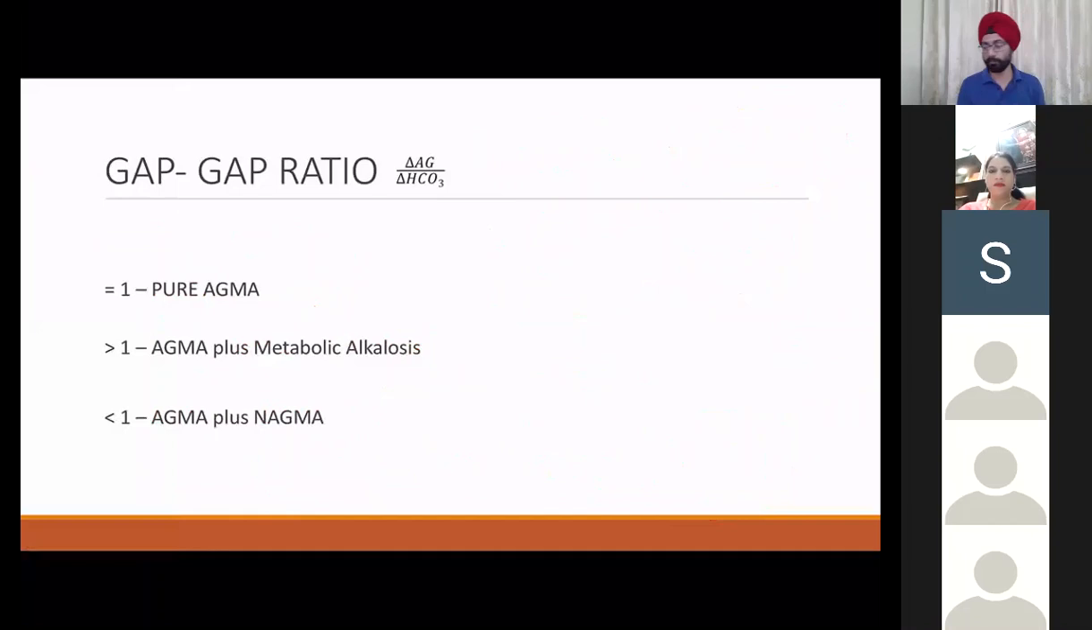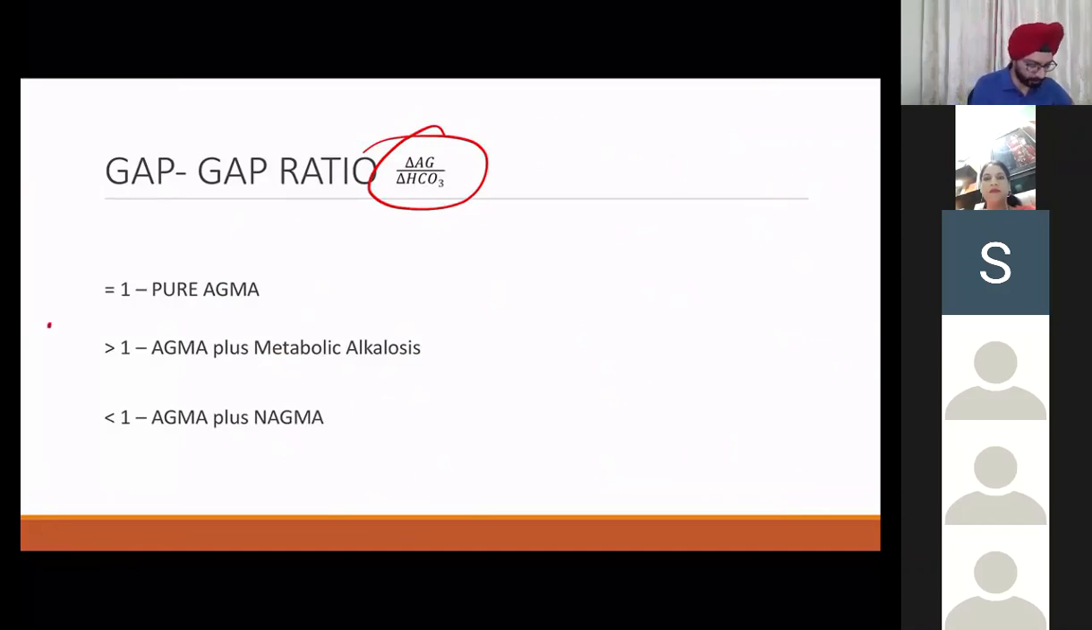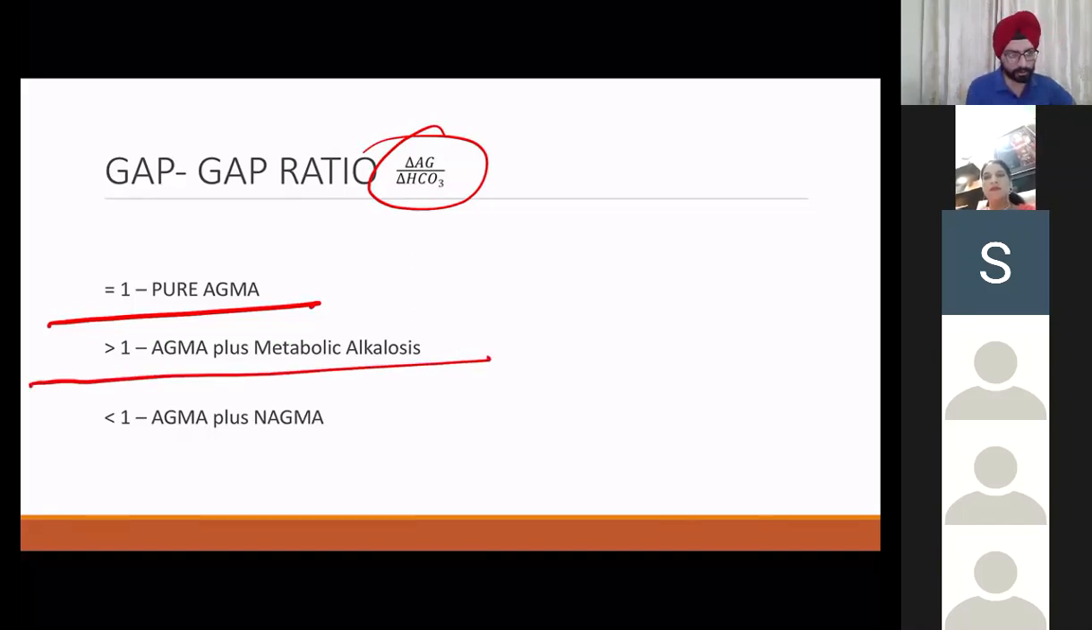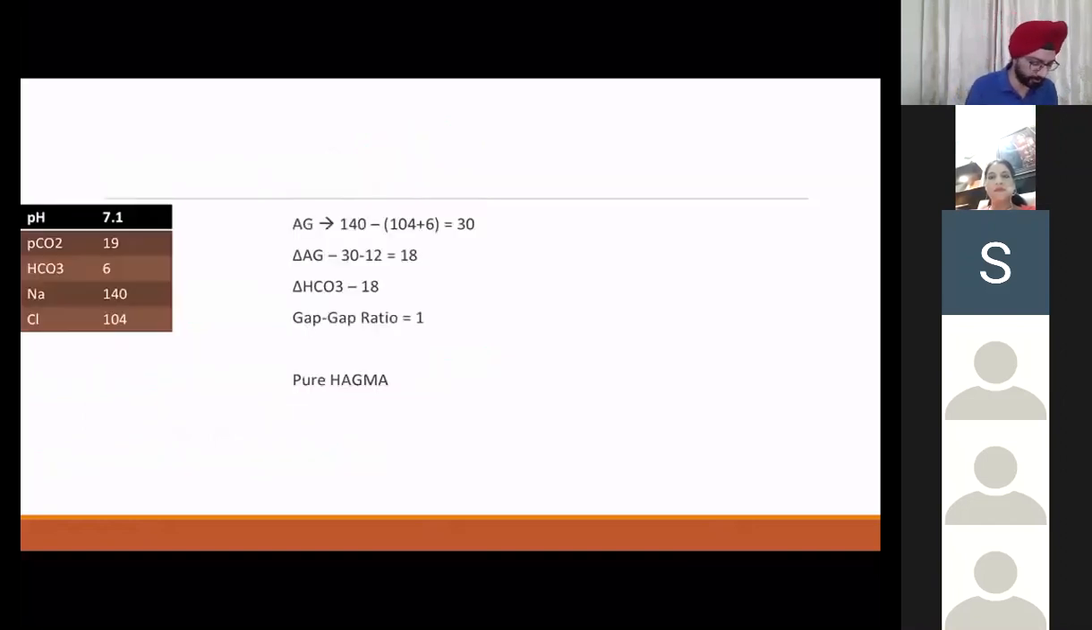Okay, let's come to gap ratio. It was a confusing thing in the last class. Remember, gap ratio is used in metabolic disorders when we find a high anion gap. So for all the disorders that we studied causing metabolic acidosis of high anion gap type, you calculate the gap ratio. And remember this, when gap ratio is 1, it is pure AGMA, which is pure anion gap metabolic acidosis. When it's more than 1, there is an additional metabolic alkalosis also. And when it's less than 1, it's high anion gap metabolic acidosis plus normal anion gap metabolic acidosis. Let's look at an example for that.